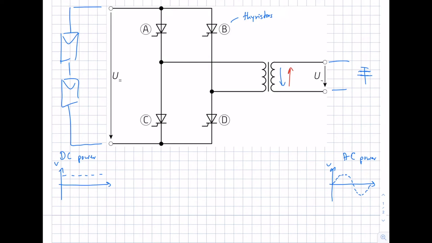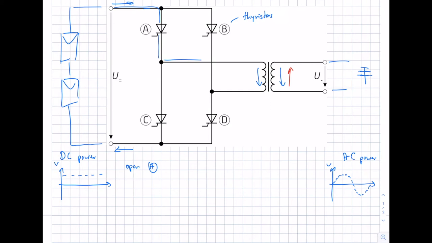So what can we do? Let's have a look at the idea. The electrons come this way and go this way, so unidirectional. Now we need to achieve that the electrons run the other way. So how can we do this? If the electrons follow this pathway, they run through thyristor A. So what we do is, in the first case, we open thyristor A.